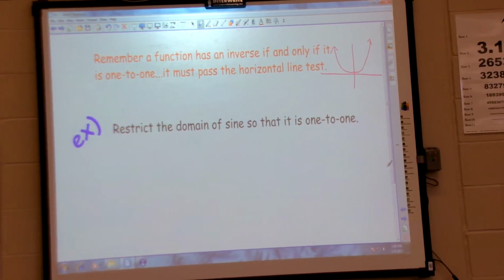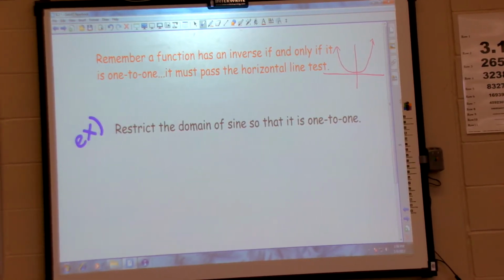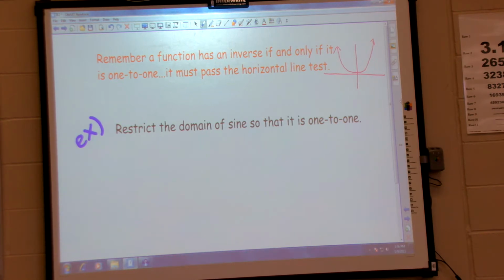Okay, what is the domain of sine right now? All real numbers from -1 to 1. Come on, guys. All reals. You're thinking of range. Okay, domain is everything.